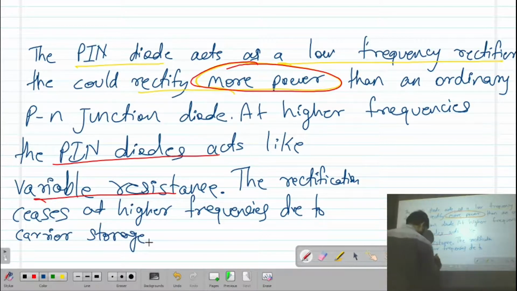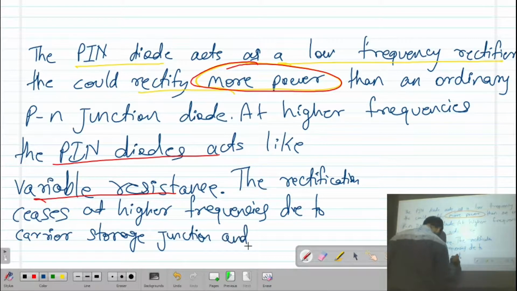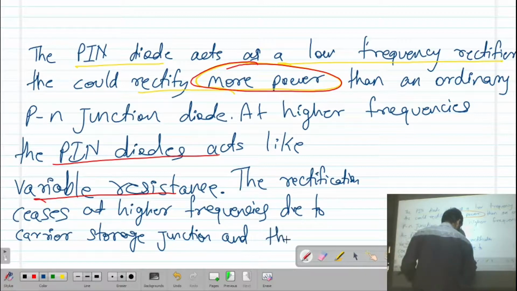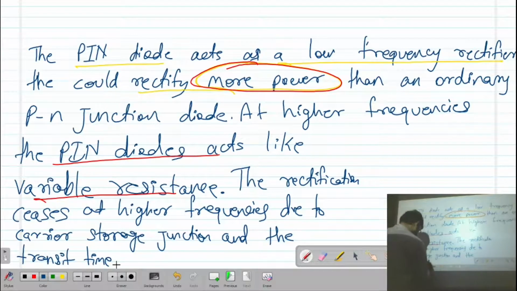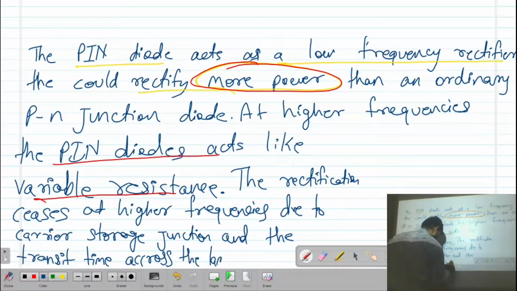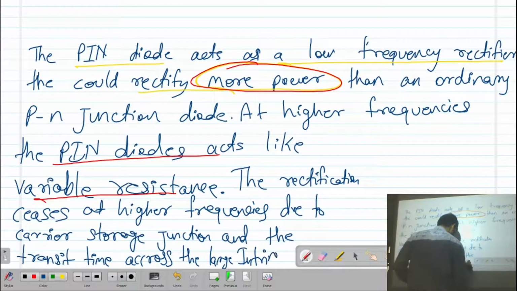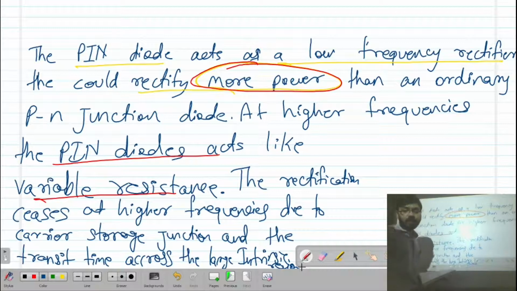Carrier storage at the junction and the transit time across the large intrinsic region.